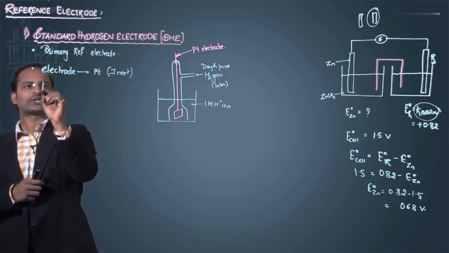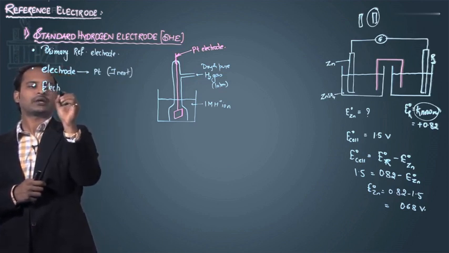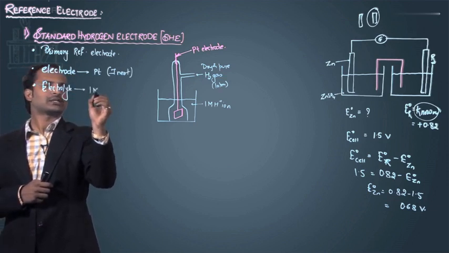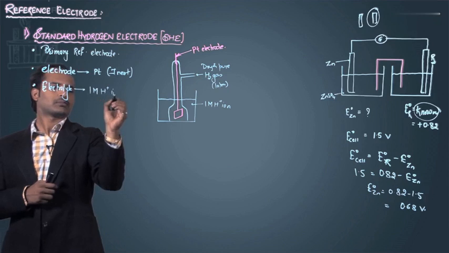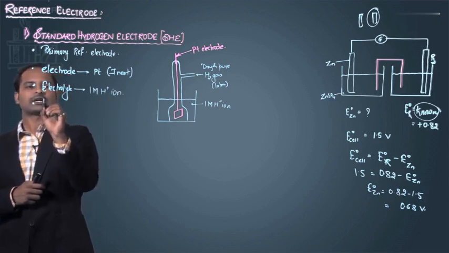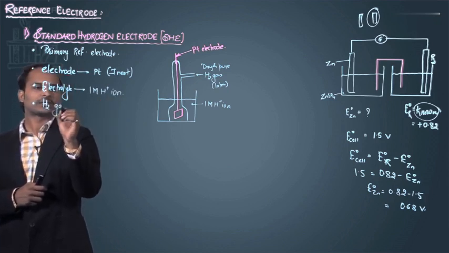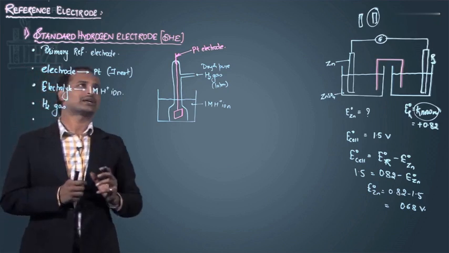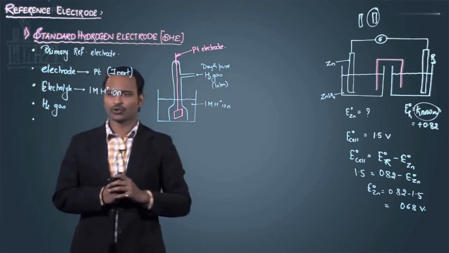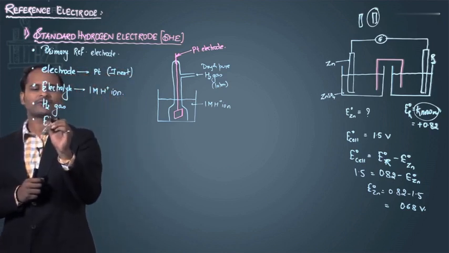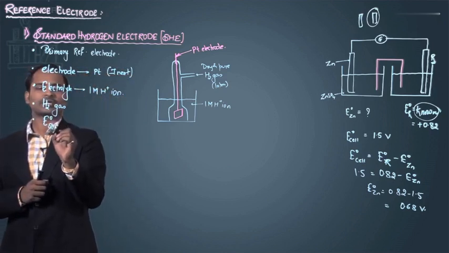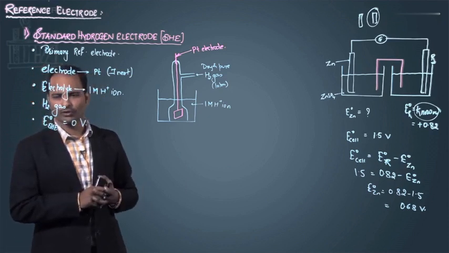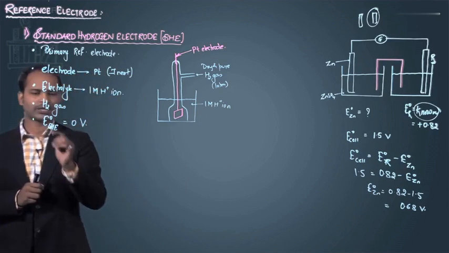Next, the electrolyte we have here is a 1 molar H+ ion solution. We are passing hydrogen gas, and as I said, the standard hydrogen electrode potential is assumed. So E naught of SHE, the standard hydrogen electrode, is considered as 0 volt. It is assumed to be 0 volt.